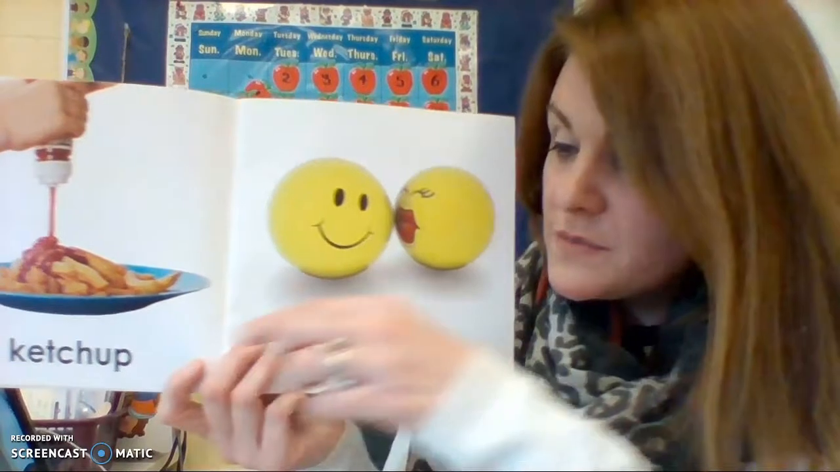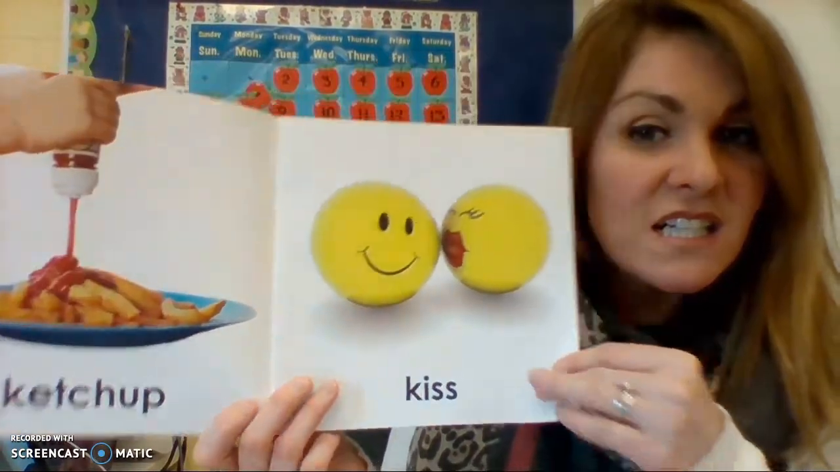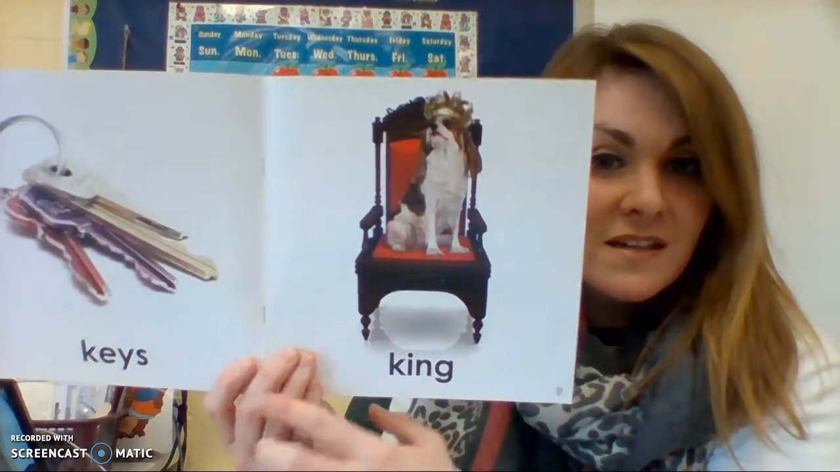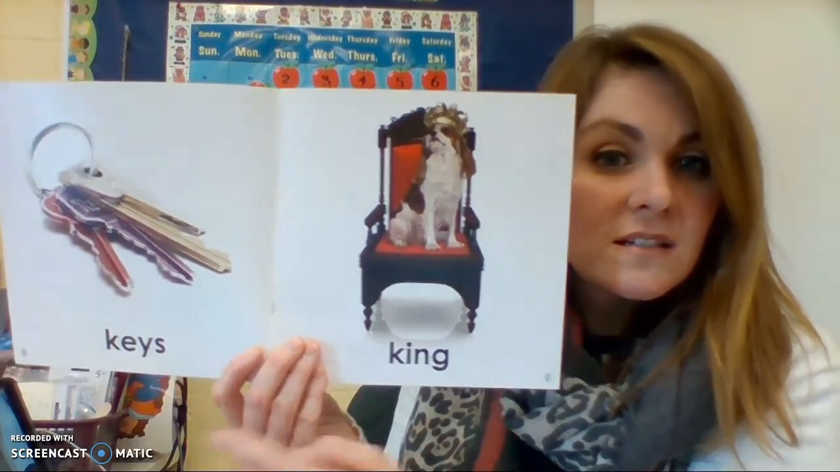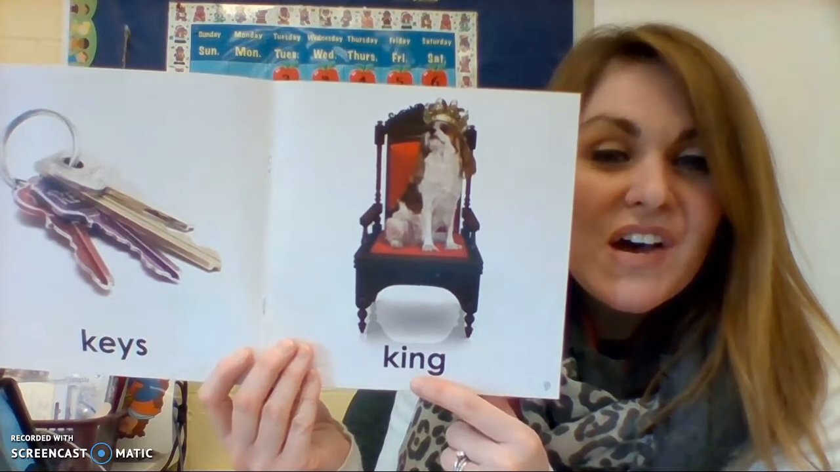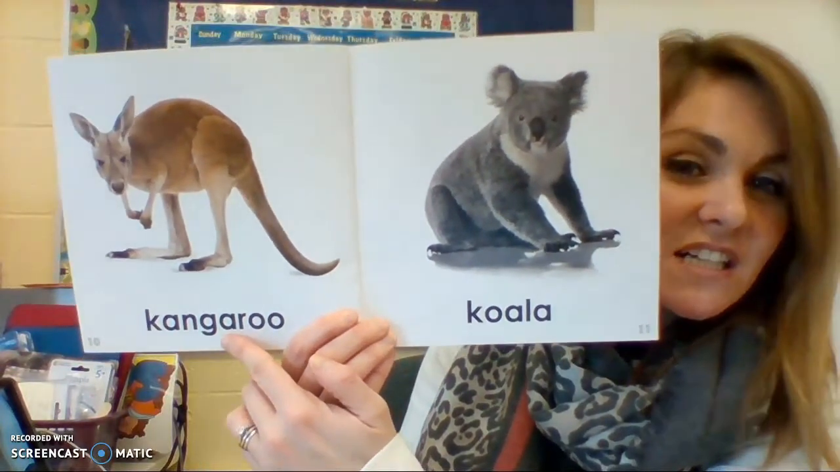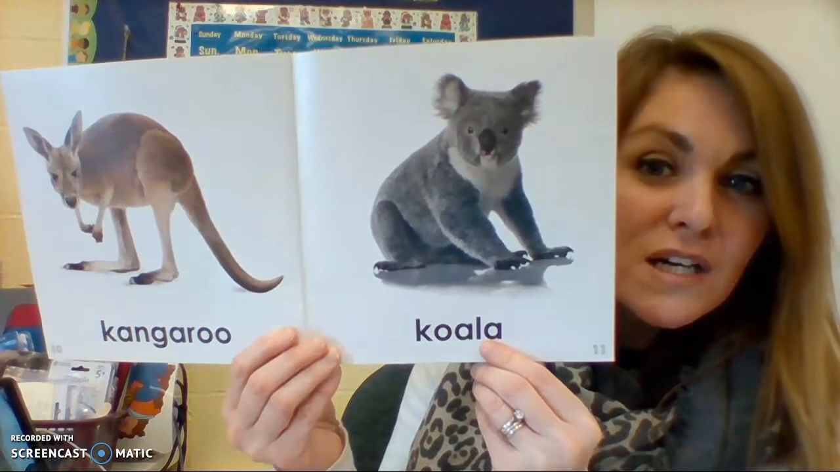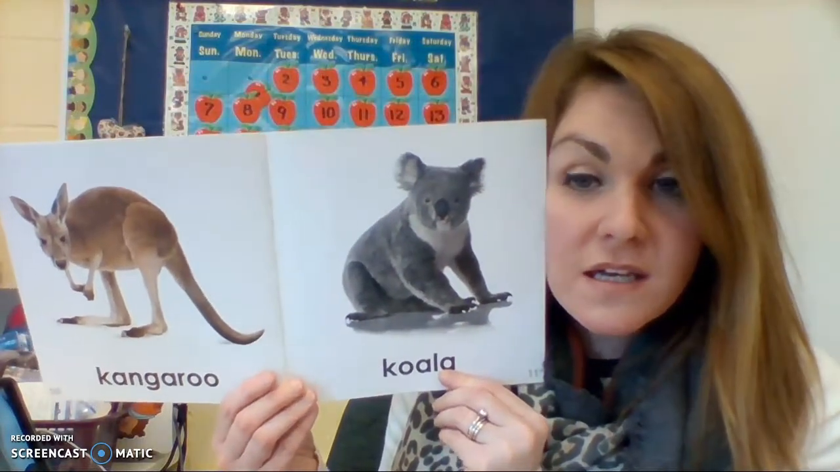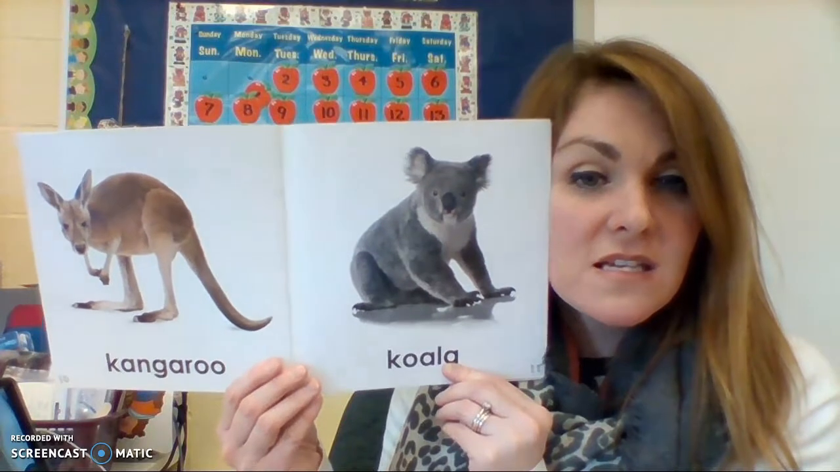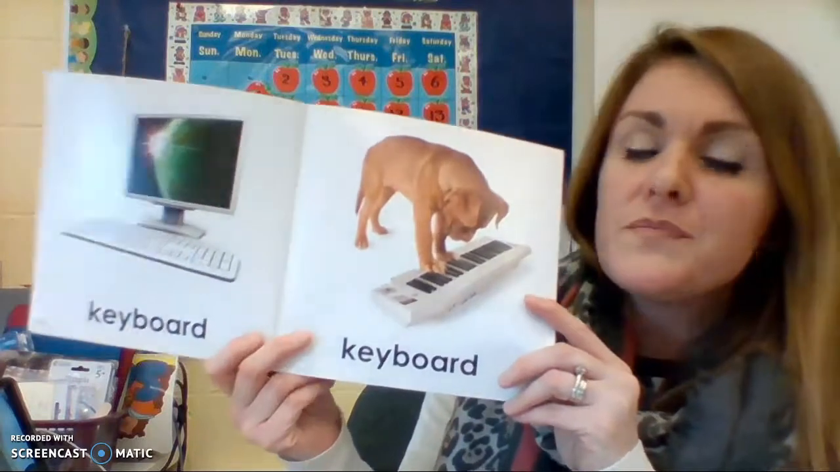Ketchup. K. Kiss. K. Keys. K. King. K. Kangaroo. Koala. K. Notice that I'm making the first sound in each word, and it is the sound that the K makes, because I want you to say that out loud so you can put this in your long-term memory. That means it's going back here and you're remembering it forever.